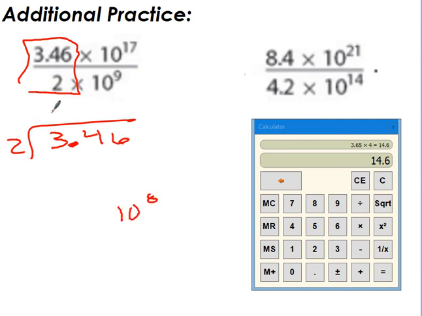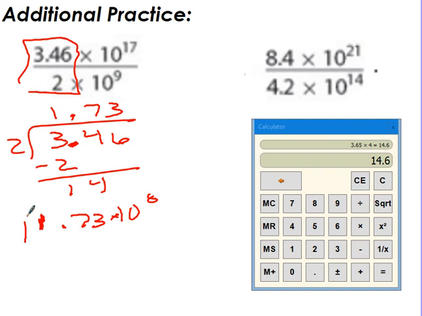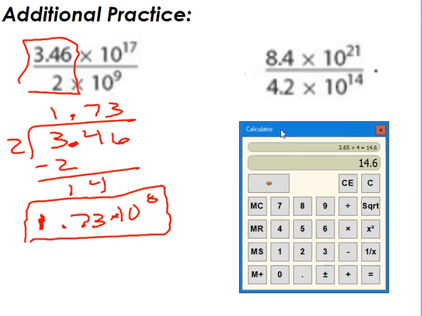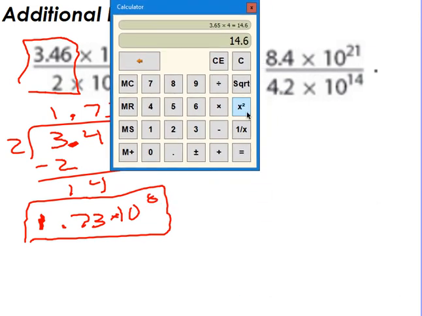And then I just have to do my division here to get my final answer. And it's going to be 1.73. So my final answer is 1.73. That's a weird one there. Times 10 to the 8th power. And I'm done. So for division, same idea. Just divide the decimals and then subtract the exponents. Okay. Pause. Try this second one here on your own. See how you do.